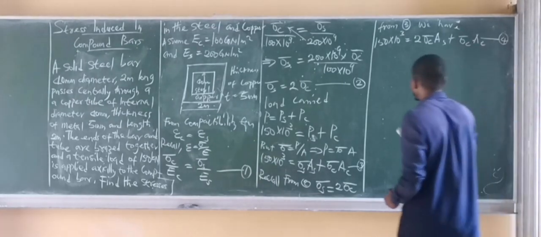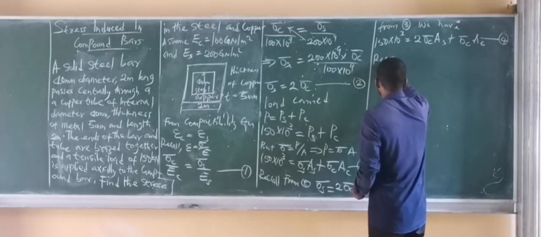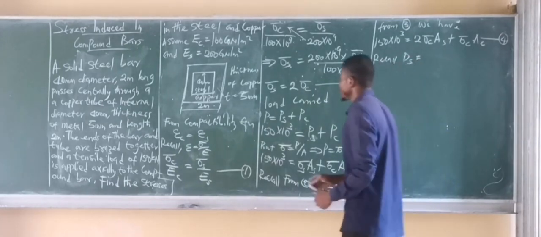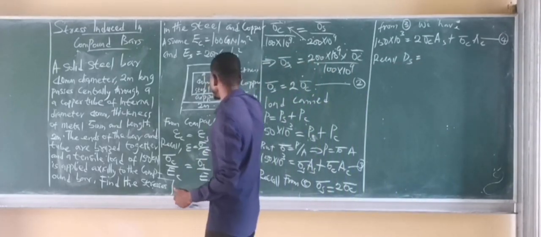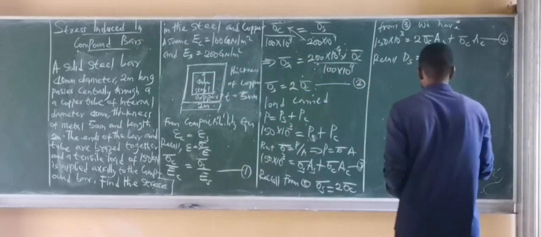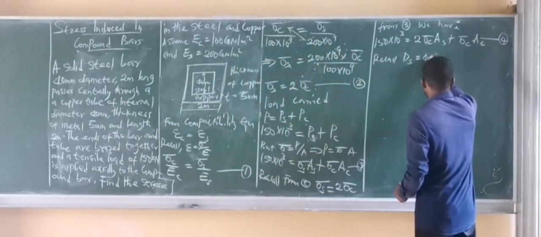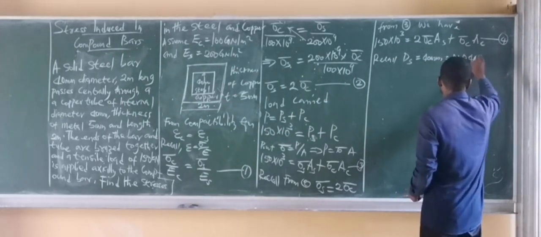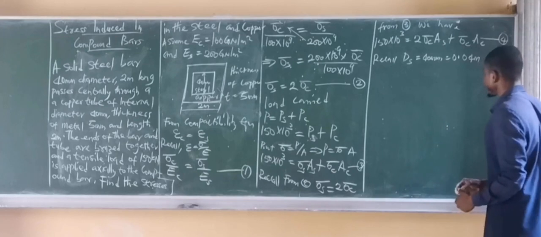Okay, so recall, diameter of steel was given as 40 millimeter. The steel is inside, with the diameter of 40 millimeter. So diameter of steel is equal to 40 millimeter. And 40 millimeter is equivalent to what? 0.04 meters, that is 40 divided by 1000.